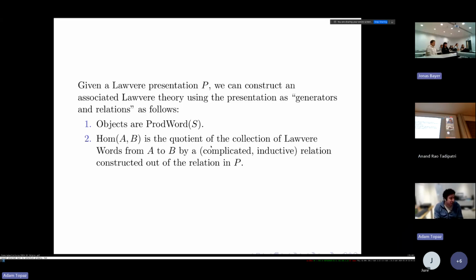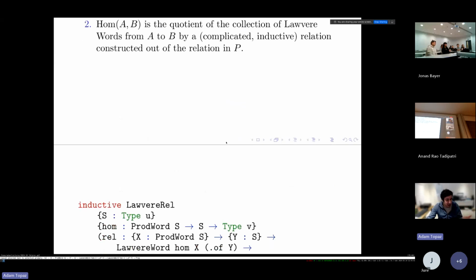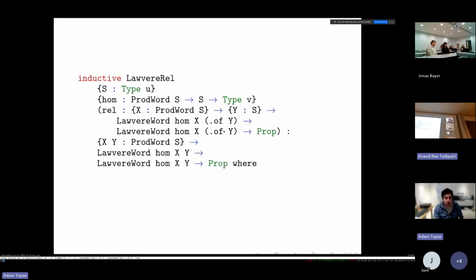Now, as I just mentioned, just like you can construct the group associated to a presentation, you can construct a Lawvere theory associated to a Lawvere presentation. Essentially, what you do is you take the category whose objects are given by prod word S, and morphisms are somehow generated by these modulo these relations, and additional relations you need to write down so that the resulting category is indeed a Lawvere theory. Let me quickly explain what those relations are.